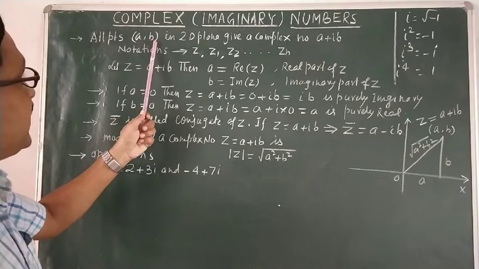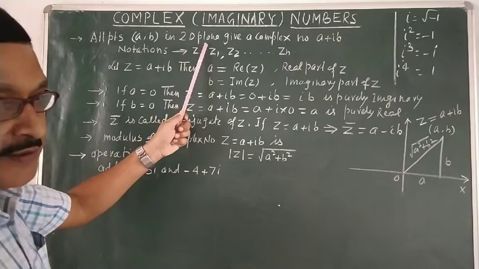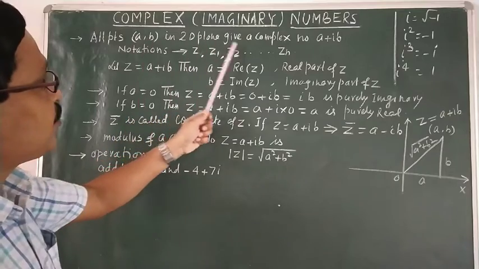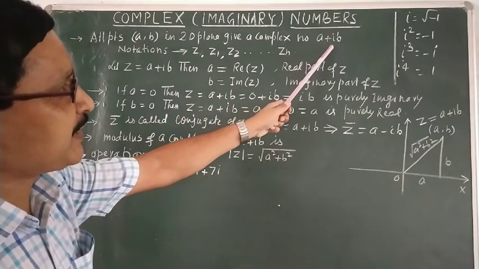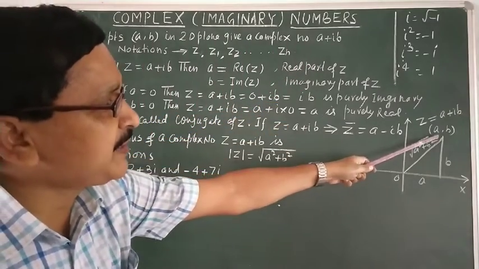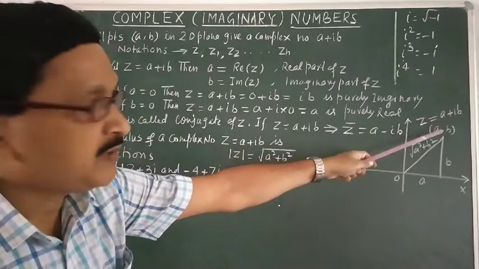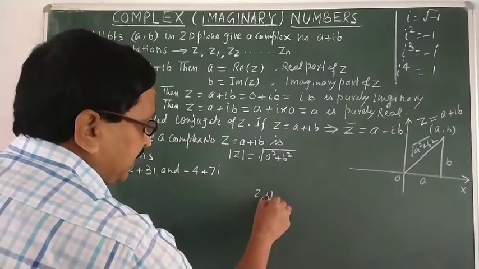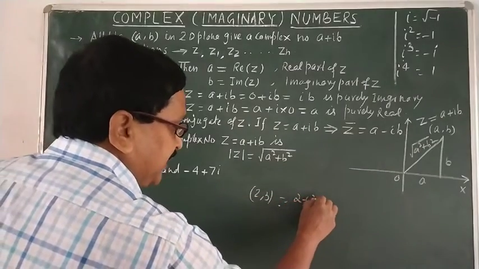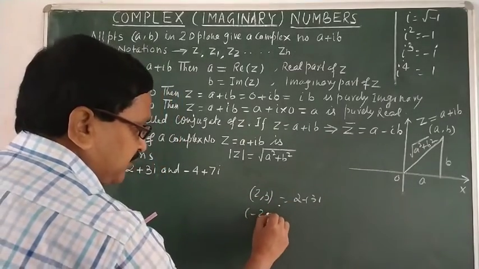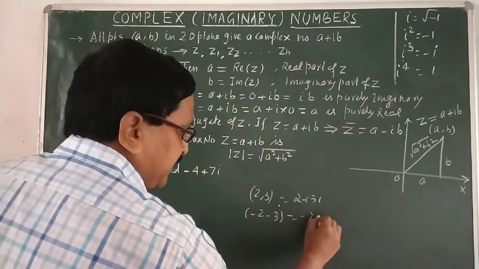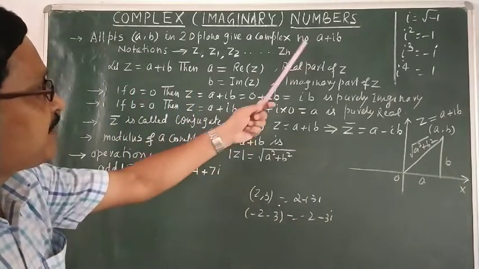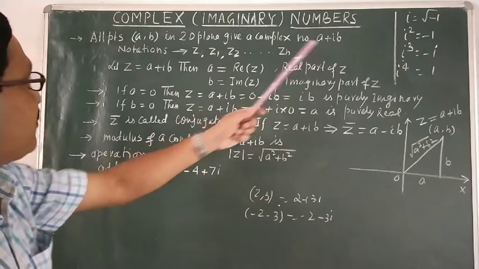All the points (a, b) in the 2D plane in coordinate geometry give a complex number a plus ib. (a, b) means a plus ib. Suppose you are writing (2, 3), this means 2 plus 3i. Suppose you are writing (minus 2, minus 3), this is minus 2 minus 3i, and so on. All the points give a complex number in this form.